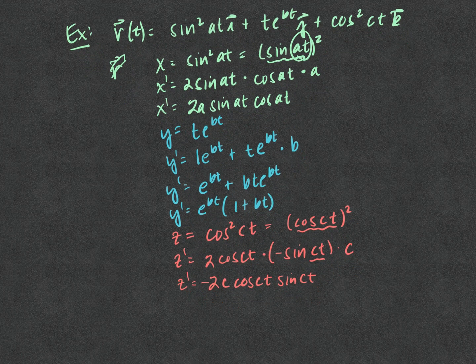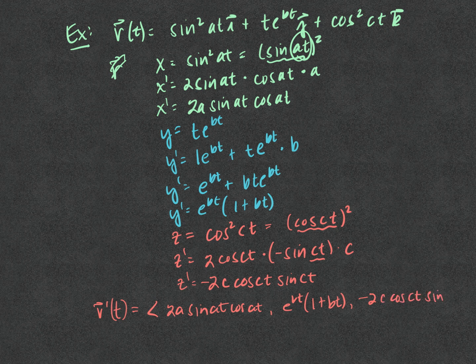So then we can say that r prime of t equals our x prime, 2a sine at cosine at. Our y prime is e to the bt, parentheses 1 plus bt. And our z prime is negative 2c cosine of ct sine of ct.